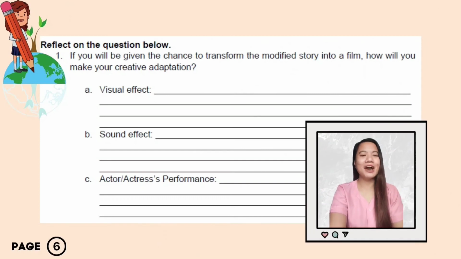Now, let us see how well you reflect on the lessons you have studied. If you will be given a chance to transform the modified story into a film, name a story that you have read. It can be a movie or a drama. How will you make your creative adaptation in terms of A. Visual effect, B. Sound effect, C. Actor or actress performance. Do not be afraid to answer because there is no wrong answer in the reflective questions. Okay?